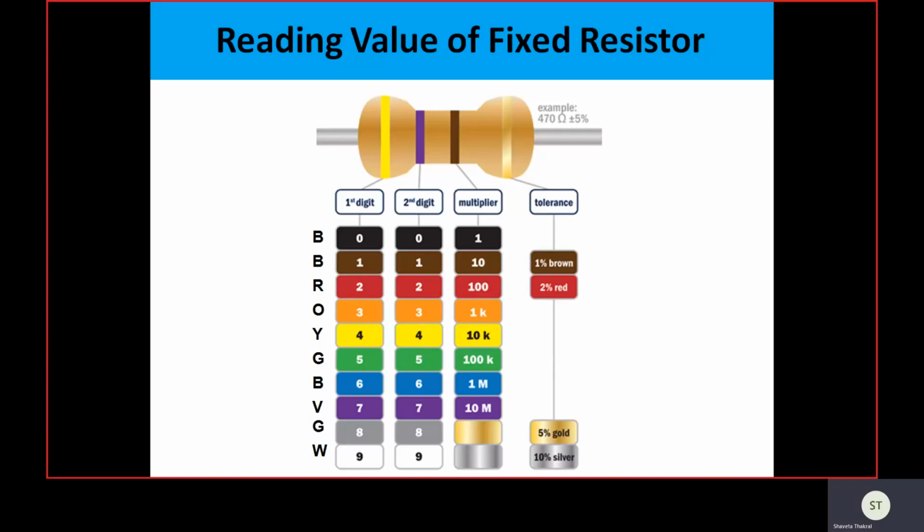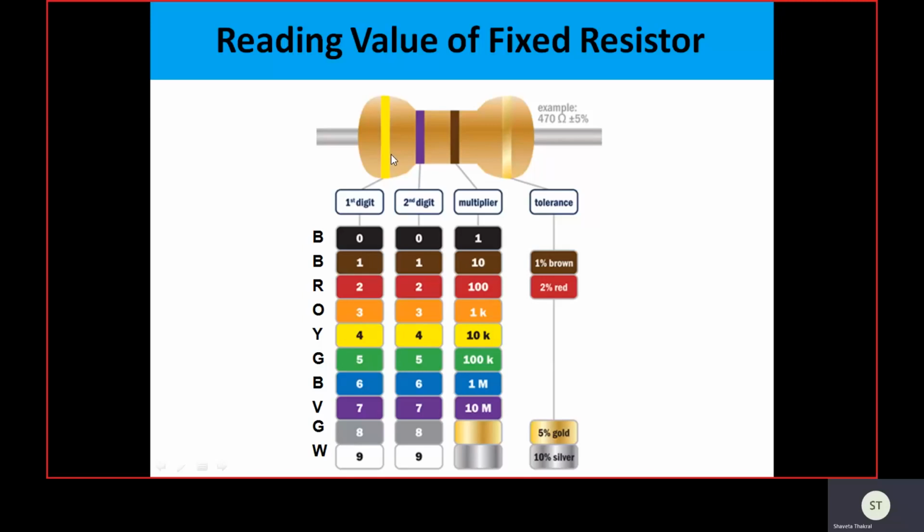For example, this is the resistor we can see here with the color bands. The first band is yellow, the second band is violet, and the third band is brown. The fourth band we can see here is the gold line.